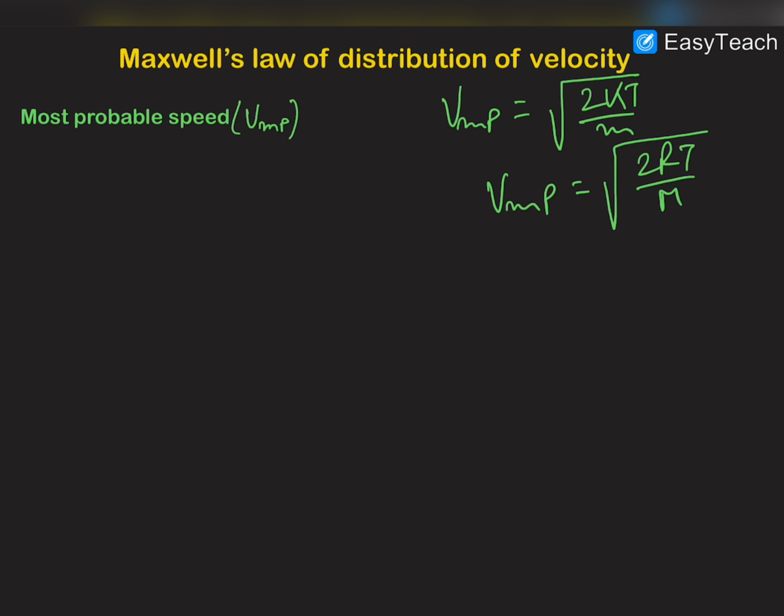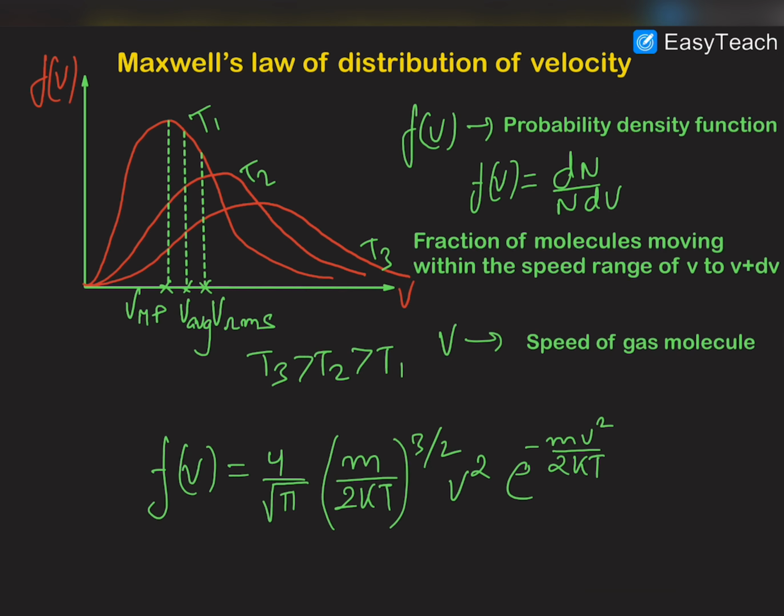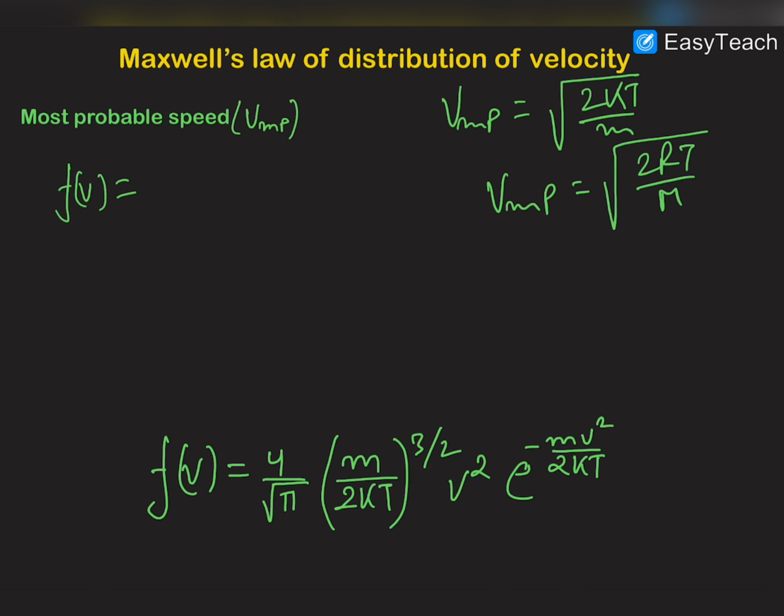Now let us try to derive this formula of most probable speed. We know that F as a function of v, which is the probability density function, is this one, 4 by root pi. Let us write it down on the next page. So this is the probability density function.